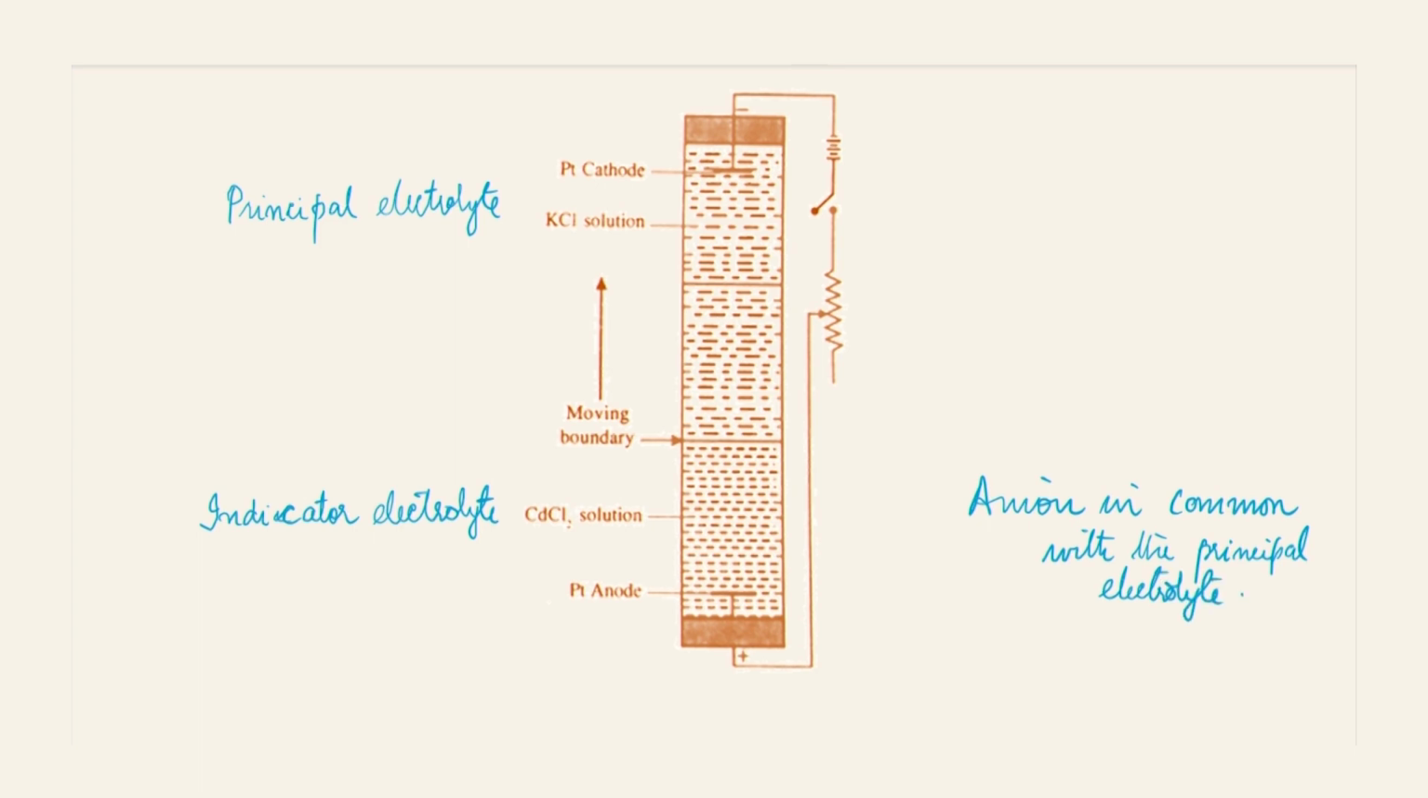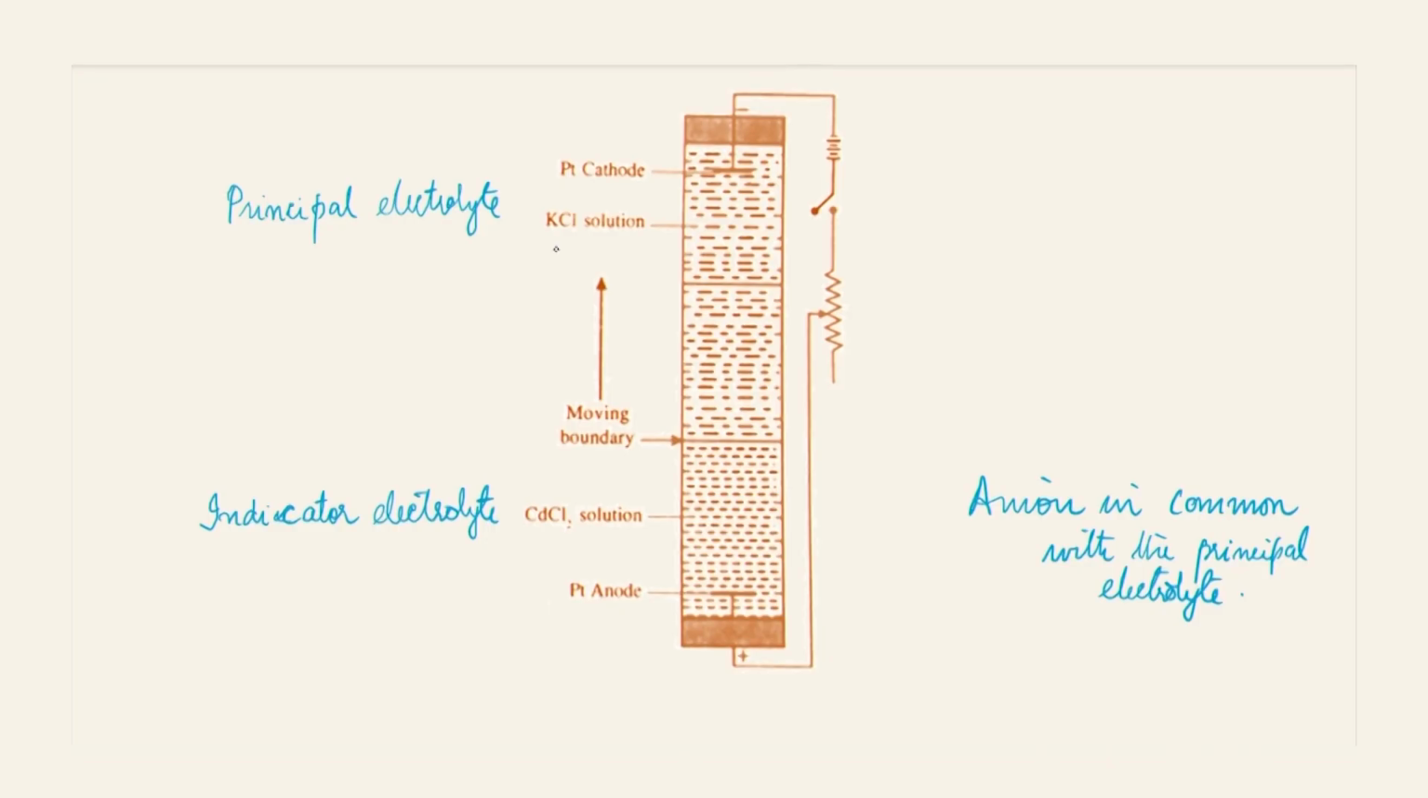Okay. So, the anion of the principal electrolyte, the electrolyte from which we have to determine the ionic mobility, should have the same anion for the indicator electrolyte. For example, in this experiment, we are going to determine the ionic mobility of K plus ion, that is a potassium ion.